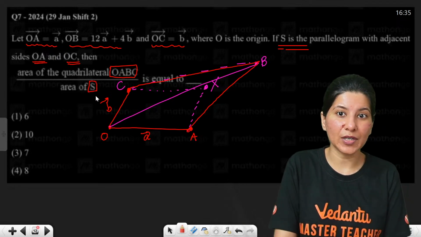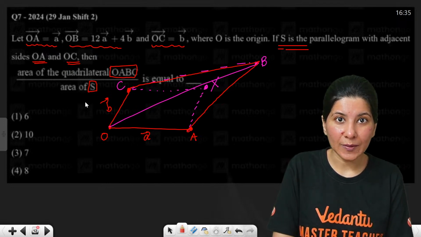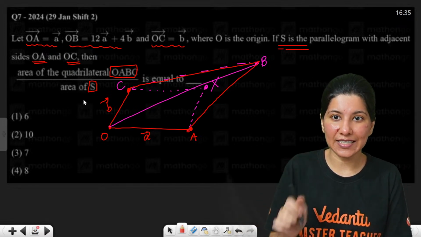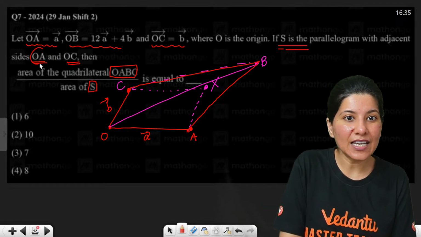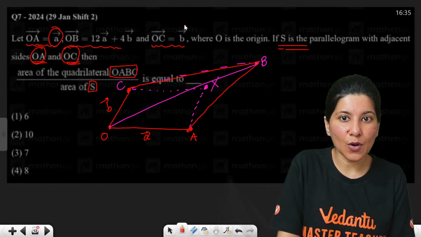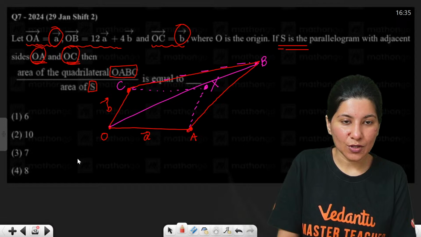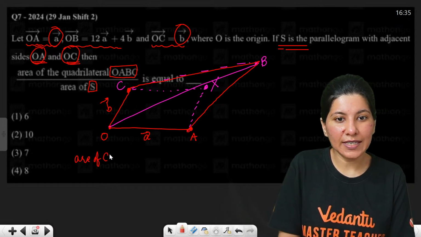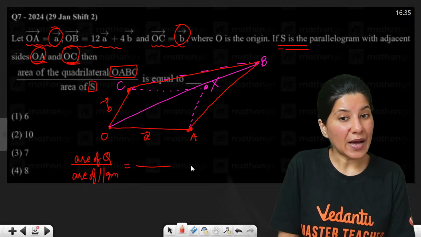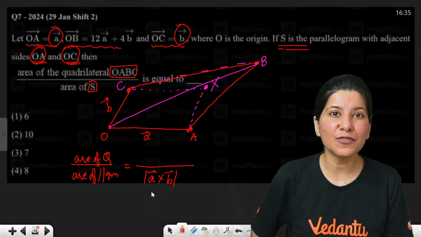We know that area of parallelogram is equal to what? A cross B, basically cross product of the adjacent sides, right? So adjacent sides are OA and OC. So OA cross OC, that means A cross B. So you are looking for area of quadrilateral upon area of parallelogram, and the parallelogram is absolutely clear, that is A cross B. What about area of quadrilateral?